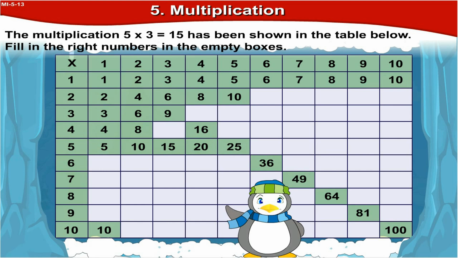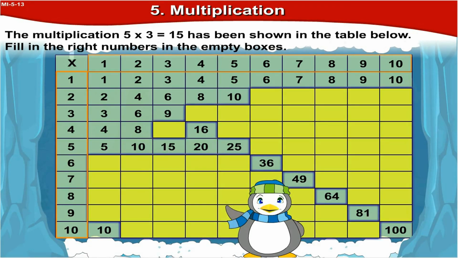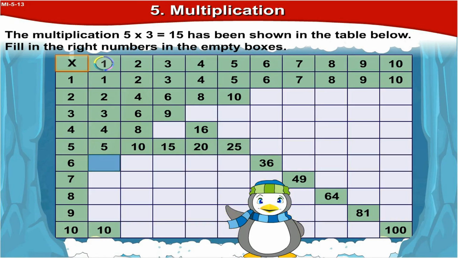which means the number we write in the empty box would be the multiplication of the number shown in the row and the number shown in the column respectively. So let's try and begin with it. Now 1 multiplied by 6 is 6. So we write 6 in this box. 1 multiplied by 7 is 7. 1 multiplied by 8 is 8. 1 multiplied by 9 is 9. 1 multiplied by 10 is 10, which is already given.